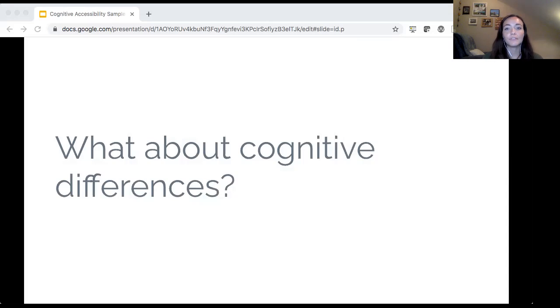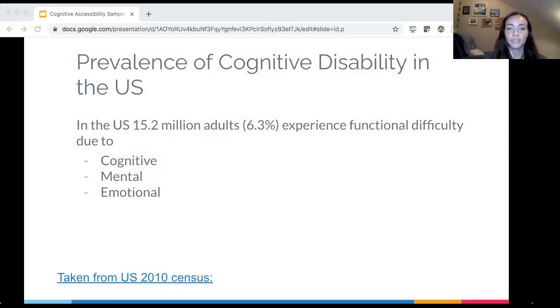Okay, so far what we've discussed has been focused on physical and sensory differences that people can have. But for this class, we're focusing on designing for those with cognitive differences. So according to the US 2010 census, 15.2 million adults, that's roughly 6.3%, experience functional difficulties due to cognitive, mental, or emotional disabilities. So this is one reason why it's so important that we design technologies for use by people of all ability levels, because if we don't, we're potentially excluding 15 million people in the US alone just who have cognitive differences.